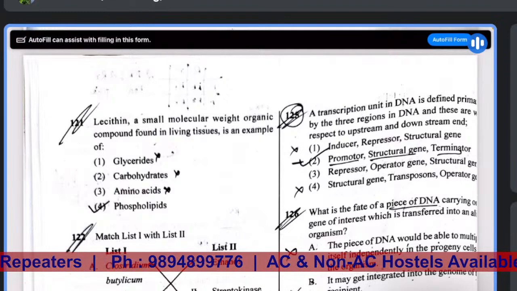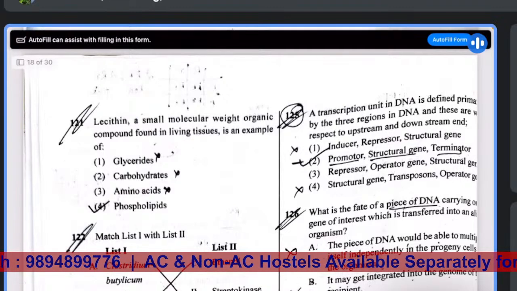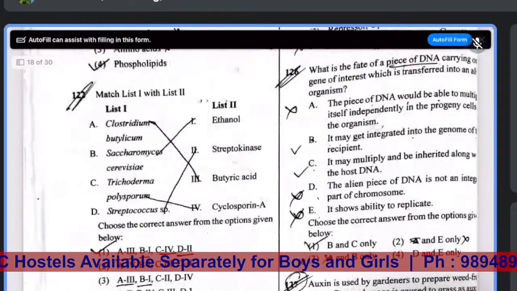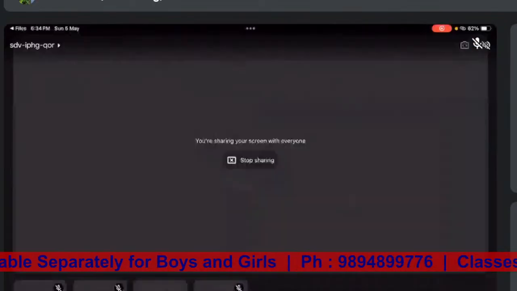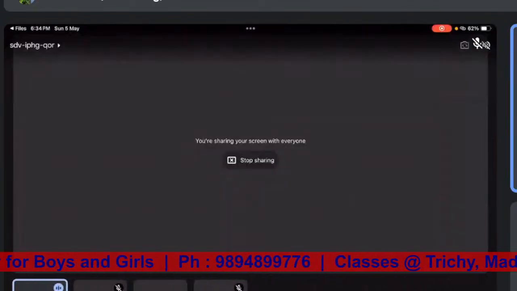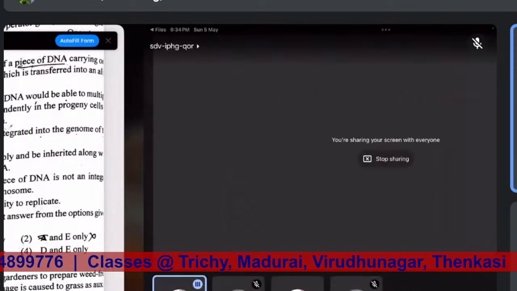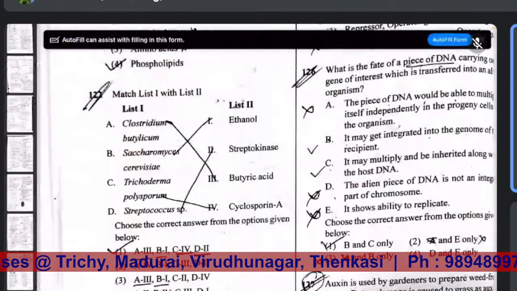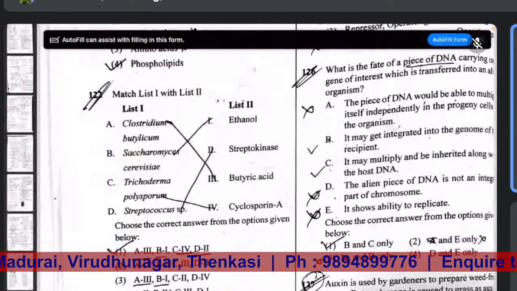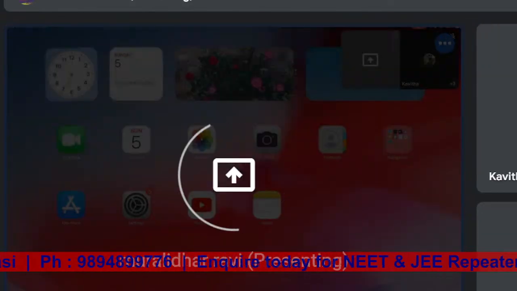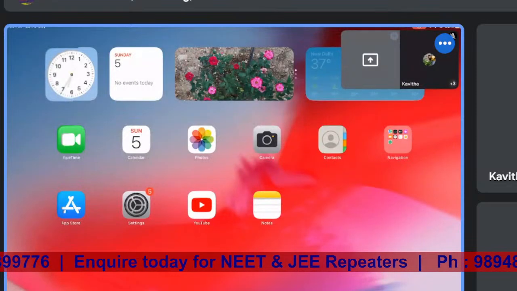Yes, students, I'll go through the remaining questions. So hi students, let's quickly finish up the rest of the questions that we have in physics. For physics, we can start from question number 25 onwards.